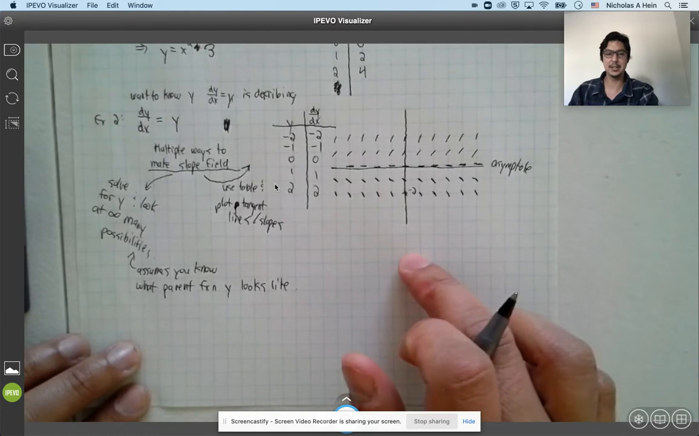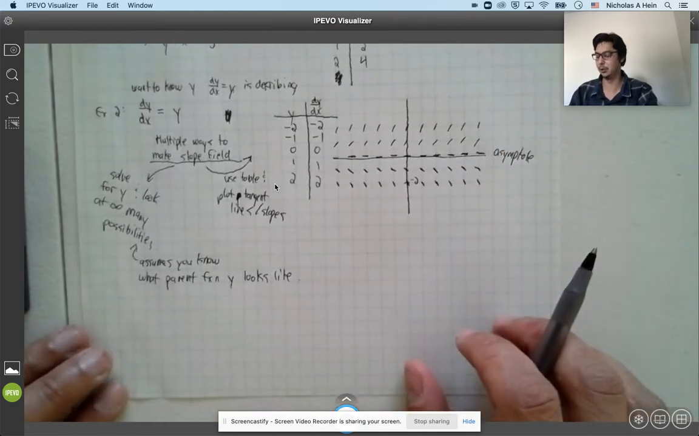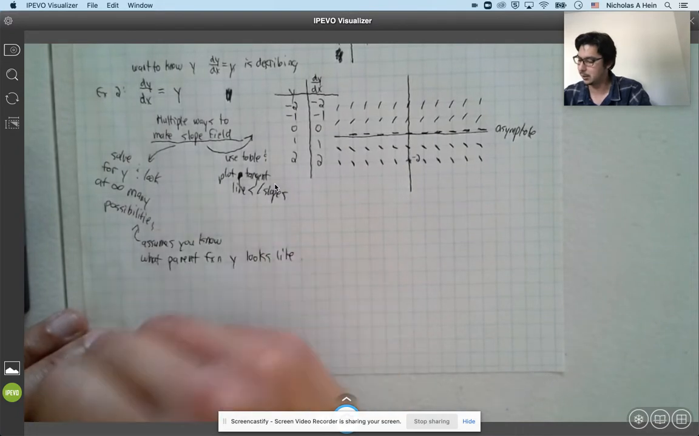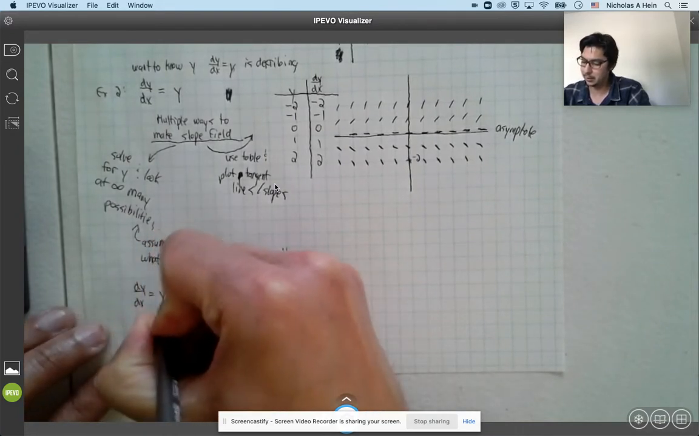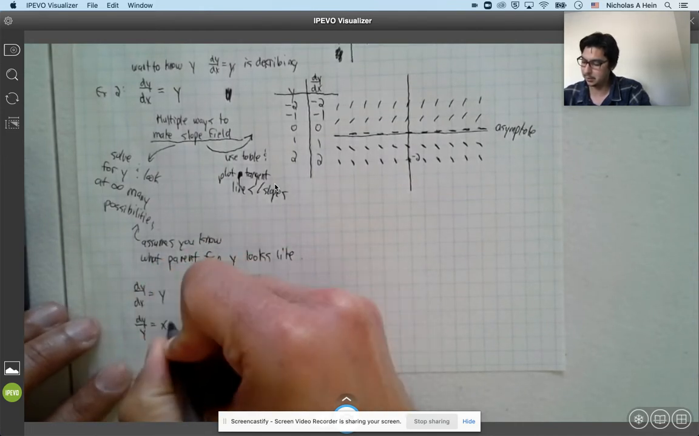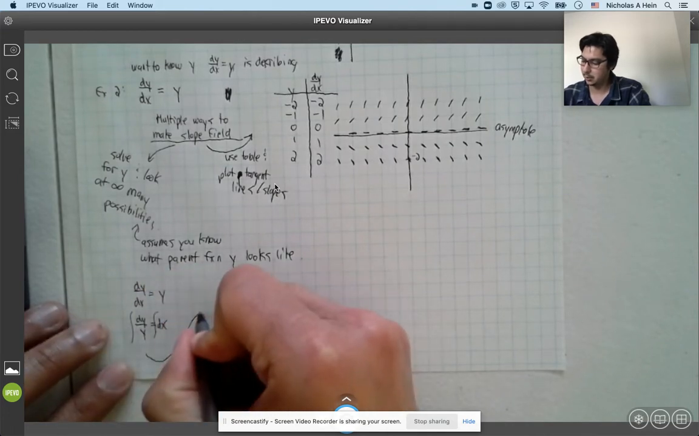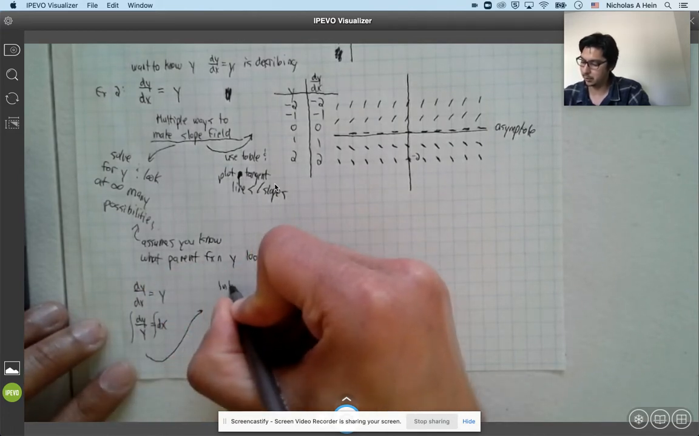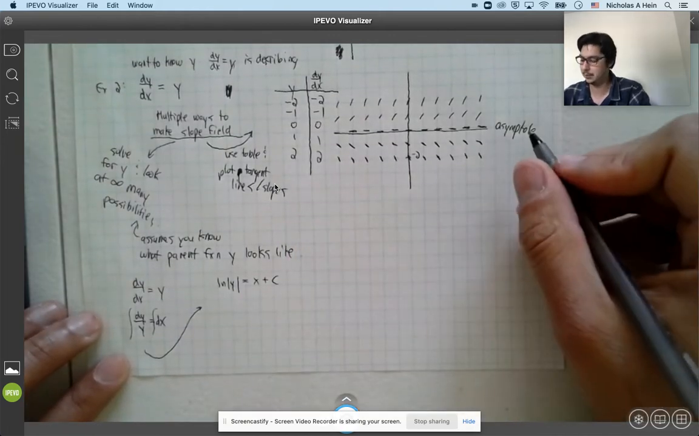Now, that's us getting the slope field, and that would help us. Now let's get a solution to this. So let's solve for y and see what happens. So dy dx equals y. You have dy over y equals dx, integrating both sides. We'd have that the natural log of y equals x plus that constant c.